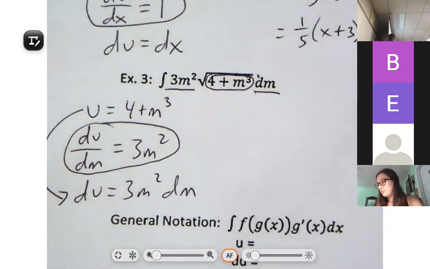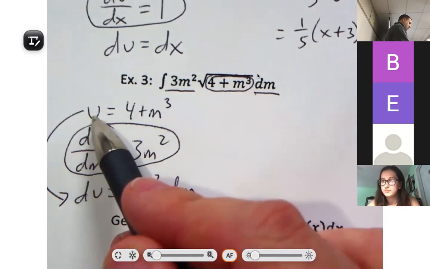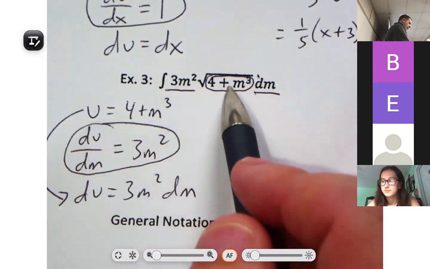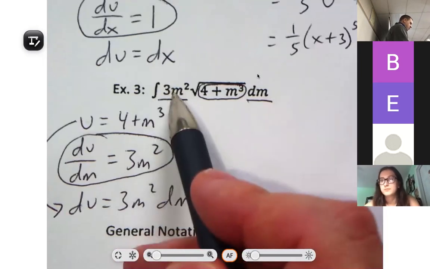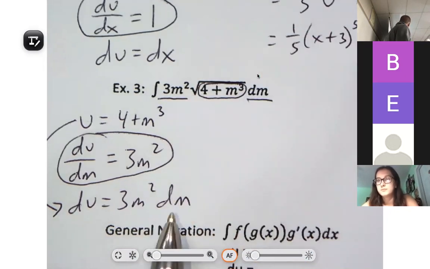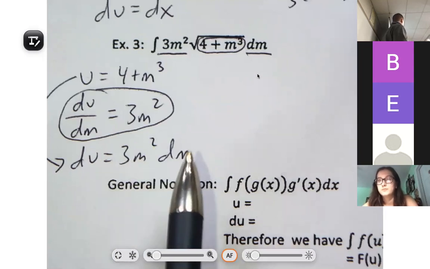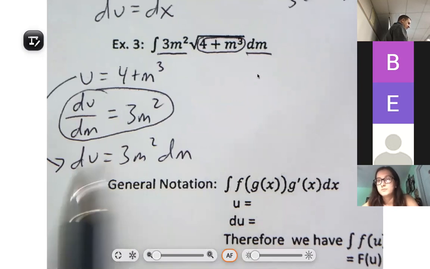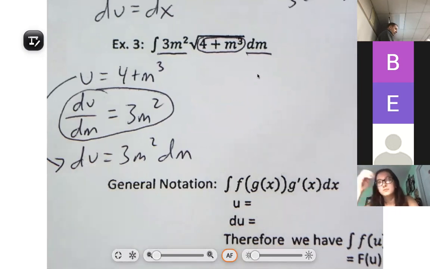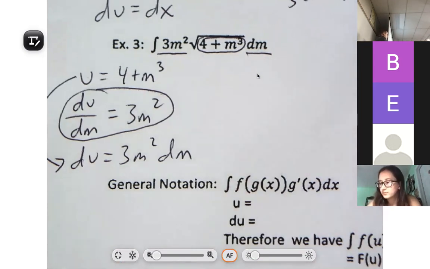And then I try to think, what am I trying to replace? I need all the m's to turn into u's instead. Well, okay, I have the square root of 4 plus m cubed, but now instead it's the square root of u, so that's good. And then I also needed to replace 3m squared dm. Well, look at what just happened. 3m squared dm, that thing I'm trying to get rid of, all of that is just du instead. Like I can replace 3m squared dm with du. All that stuff goes away and it is du instead.